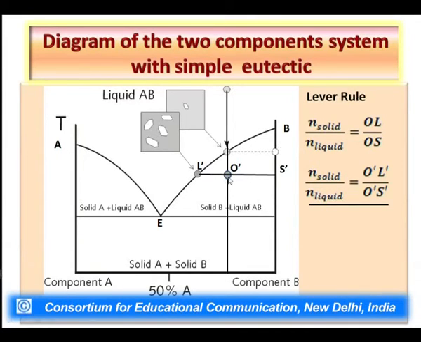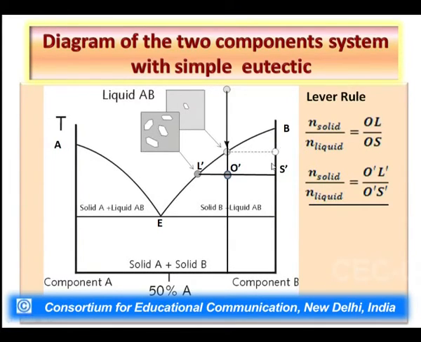So, the overall state point of the system is now given by point O dash, and it does not coincide with point L dash. L dash is a point which lies on the liquidus curve, the curve BE, which represents the composition of the liquid phase, and point S dash now represents the new composition of the solid phase.